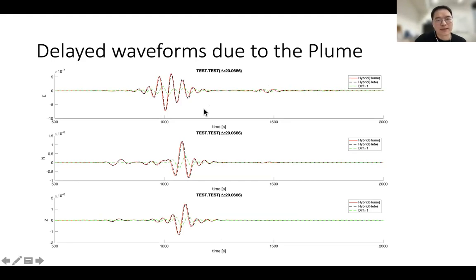And we can see the delayed waveform due to the plume. The red one is from the local hybrid simulation, but without the plume. And the black dash one is with the plume inside, because we know the plume is low velocity. And we can see the phase is delayed. And this kind of waveform difference is very useful for the inversion in the near future.